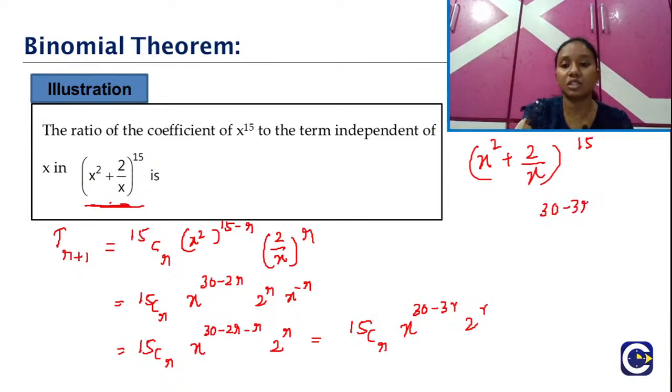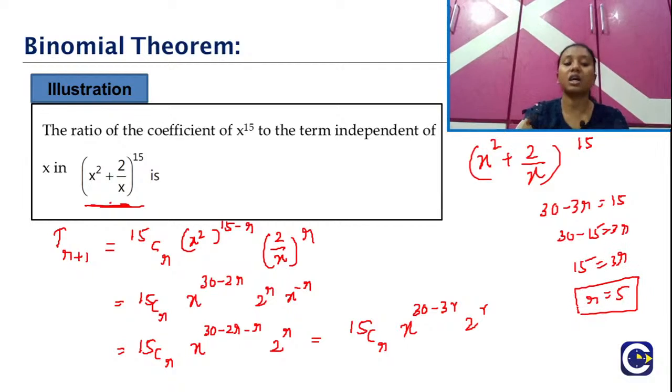That means 30 minus 3r should be equal to 15. So 30 minus 15 equal to 3r, which is 15 equal to 3r, and r will be equal to 5. So when r equal to 5, that means sixth term. So the coefficient of x power 15 is nothing but the sixth term here. So we have to find the ratio of the sixth term and the independent term.